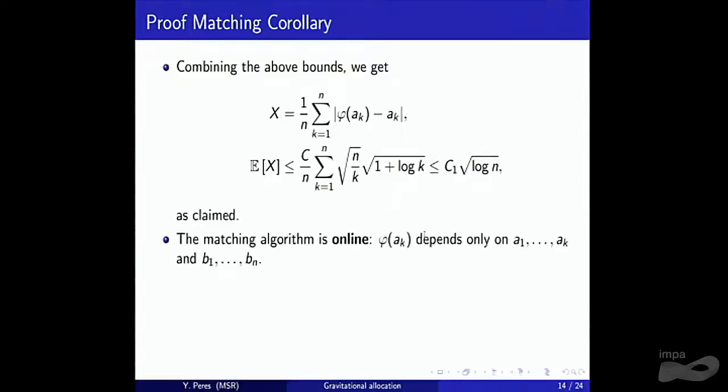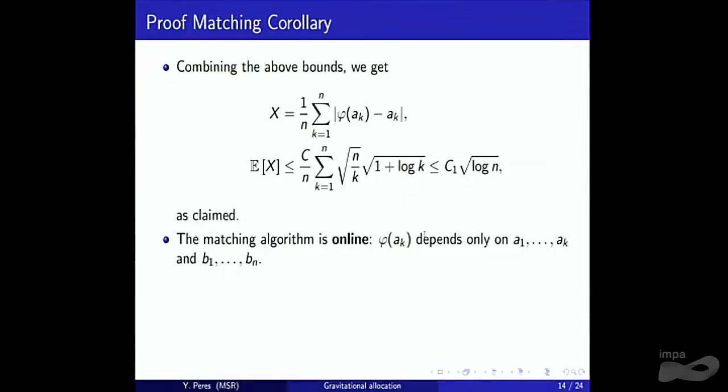Now, this matching algorithm has a feature which is both good and bad. It's online, or semi-online. The blue points are there to begin with, but the red points arrive one by one. So when I decide where to match the kth red point, I don't need to know where the future red points will arrive.